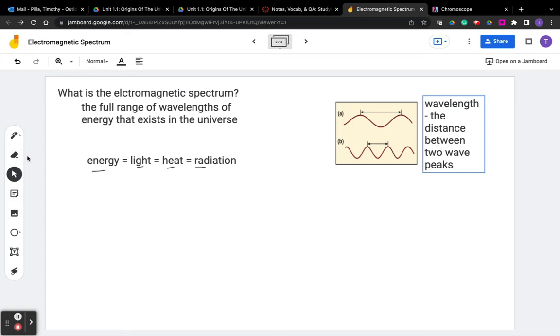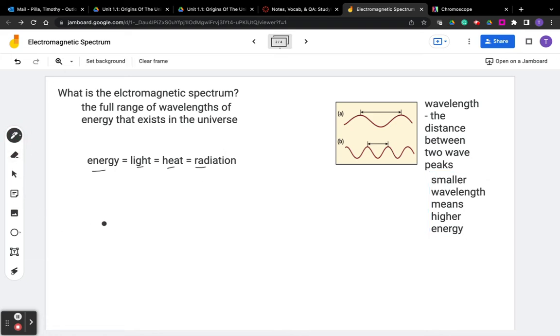Now, something that is important to understand also is that wavelength tells us something about the energy. Smaller wavelength means higher energy, and vice versa. Longer wavelength means lower energy. Right? So if you see two waves coming at you through space, you see a very short wavelength wave and a very long wavelength wave. You definitely want to get out of the way of this short one because it has more energy.